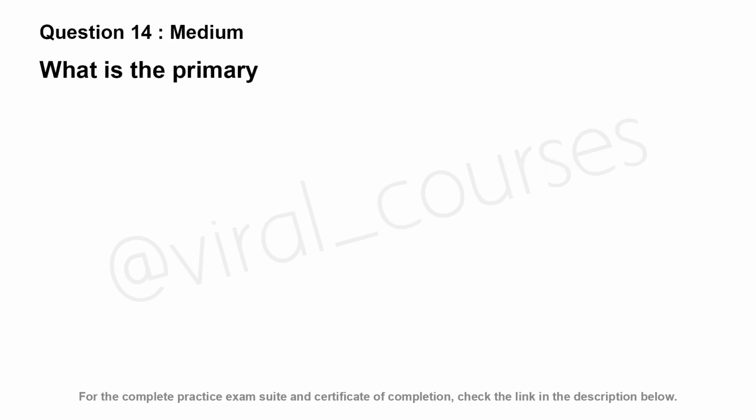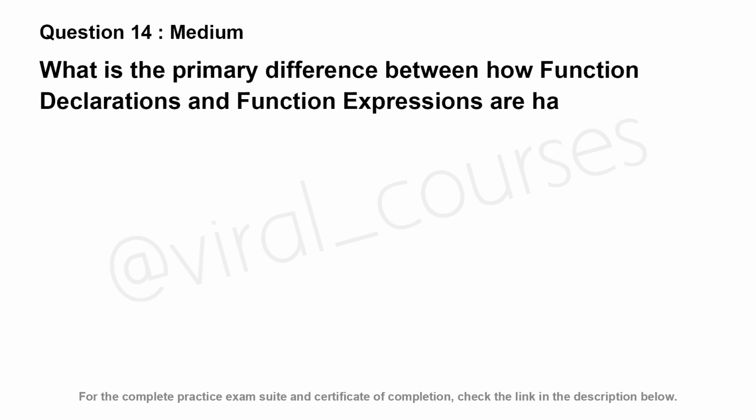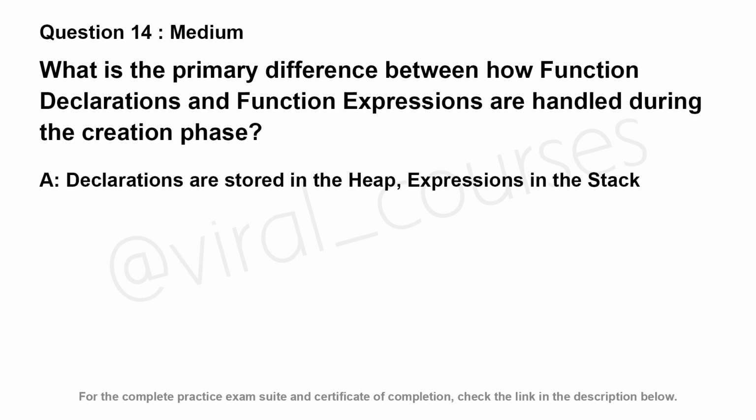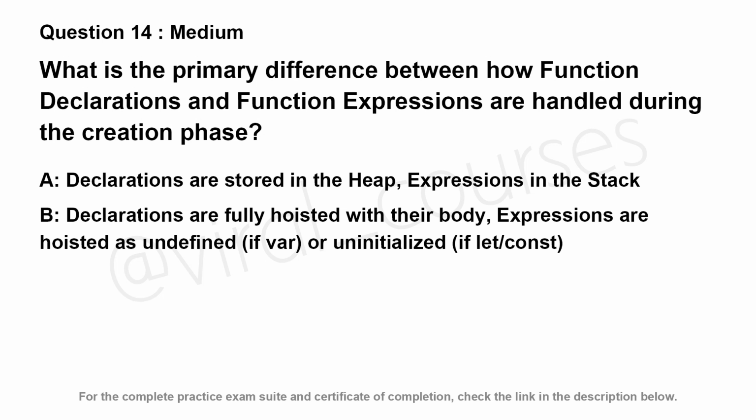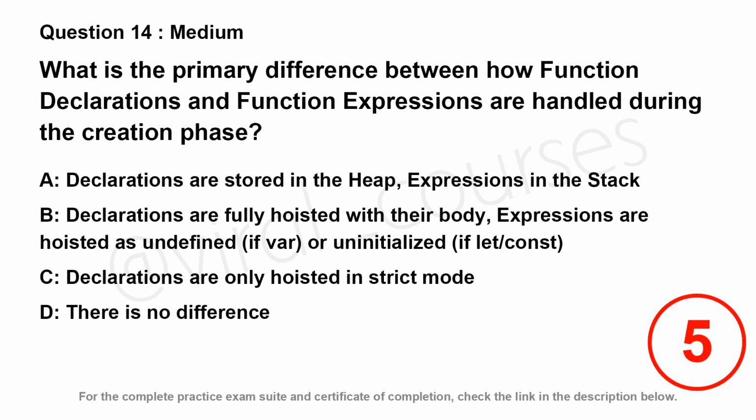What is the primary difference between how function declarations and function expressions are handled during the creation phase? Option A. Declarations are stored in the heap, expressions in the stack. Option B. Declarations are fully hoisted with their body. Expressions are hoisted as undefined if var, or uninitialized if let or const. Option C. Declarations are only hoisted in strict mode. Option D. There is no difference.